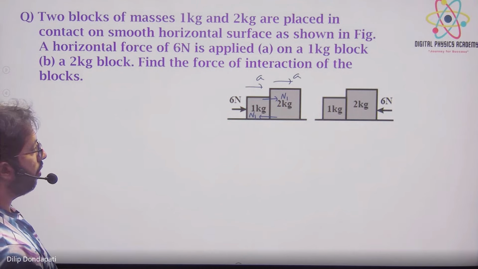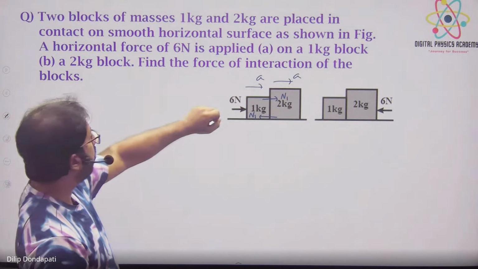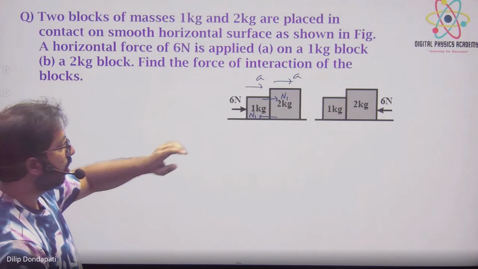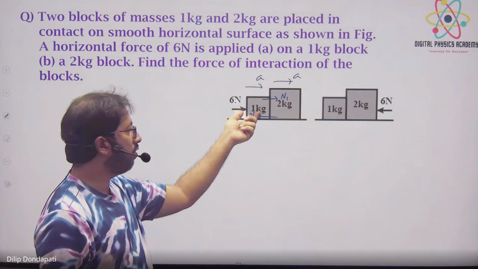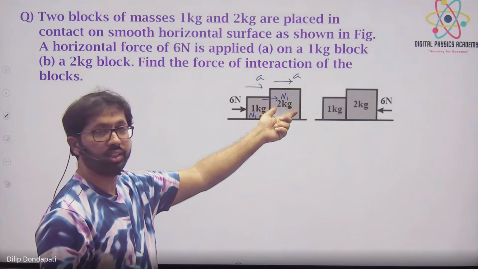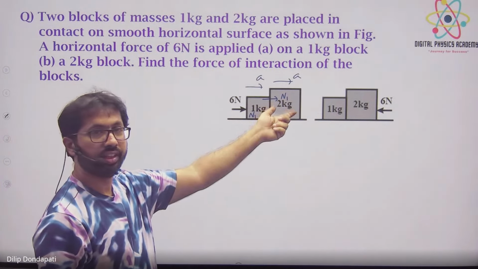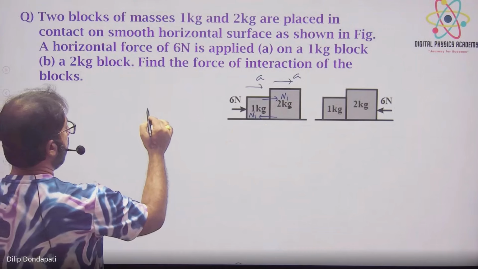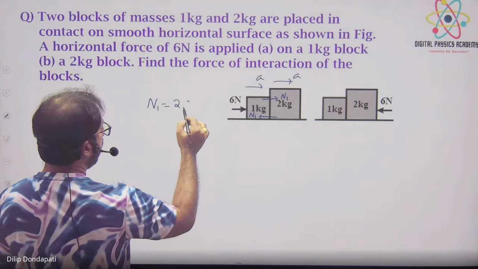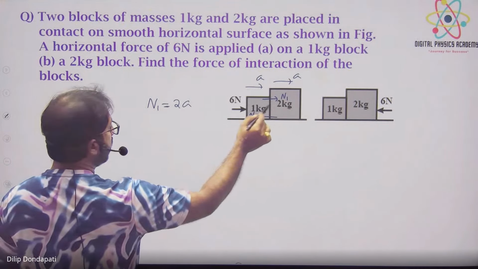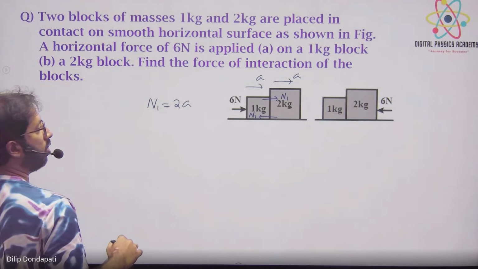Now for 2 kg, I want the normal action, right? You tell me, which one is easy to solve? 1 kg का use करें तो easy है या 2 kg? 2 kg use किया तो easy है ना? So N1 is equal to mass into acceleration, right? 2 times A. This is for the 2 kg. If I apply the free body diagram, we'll get N1 equal to 2A.